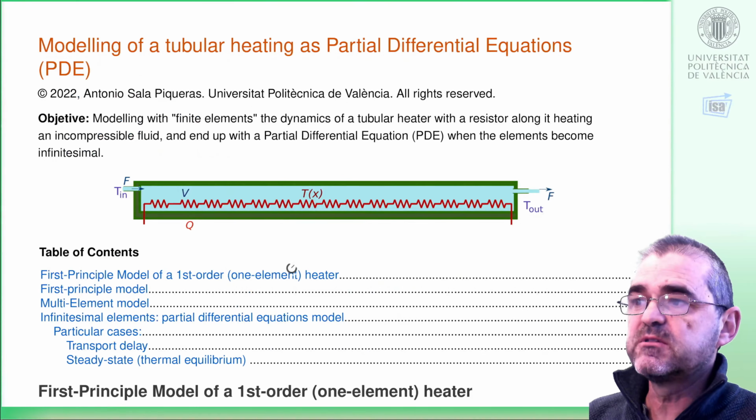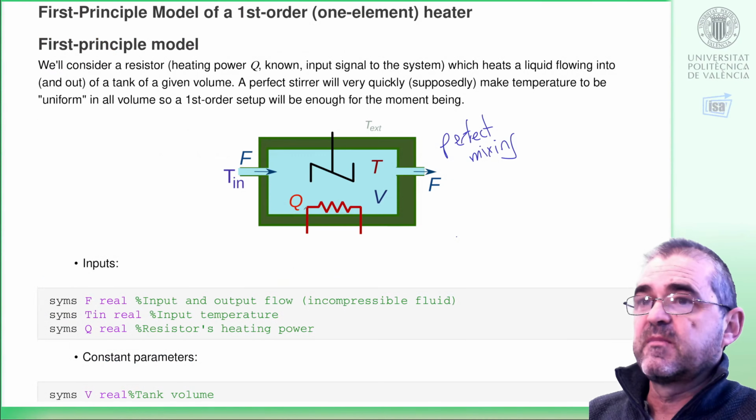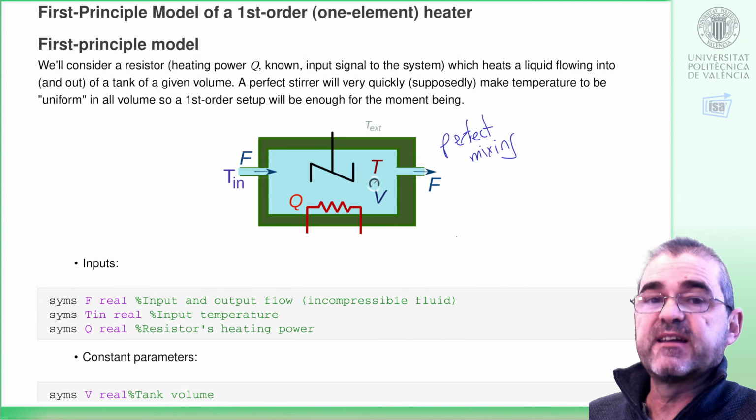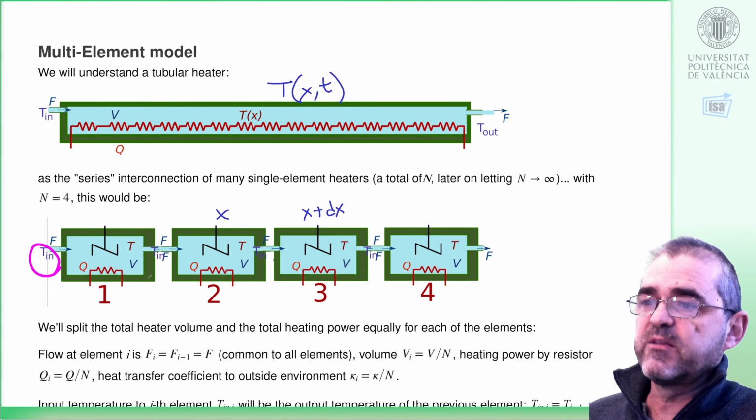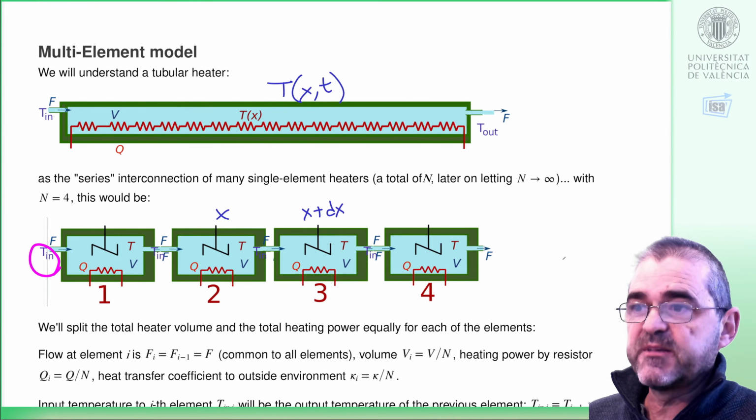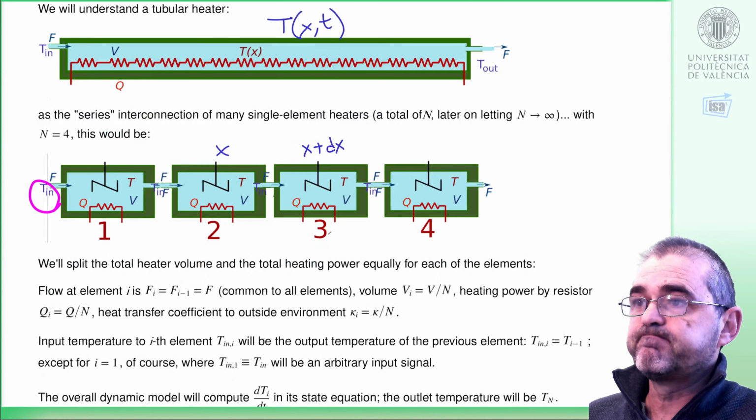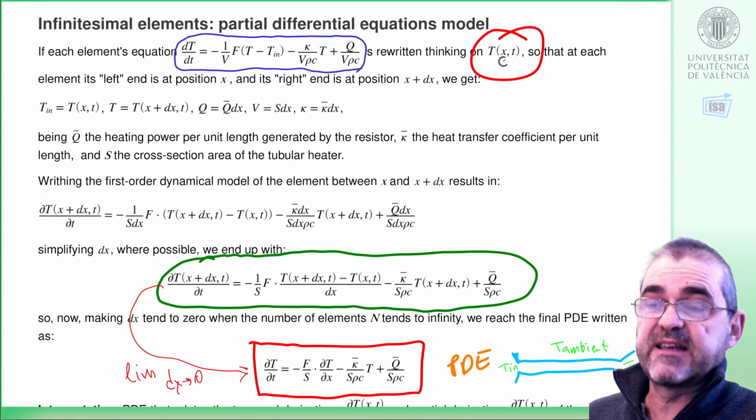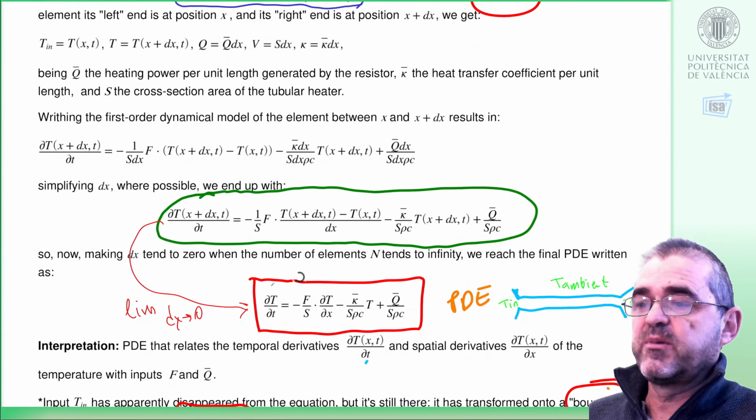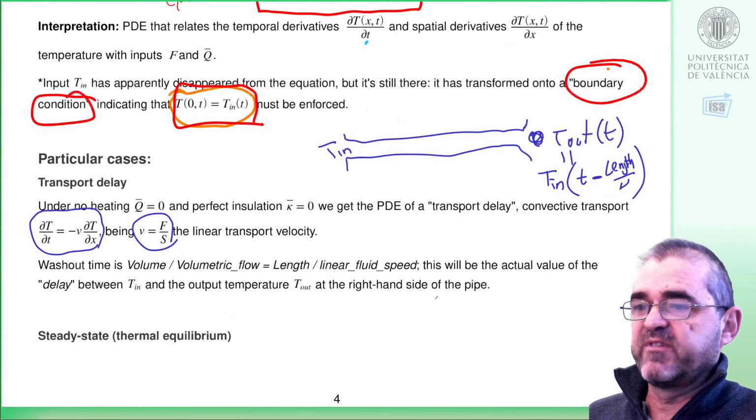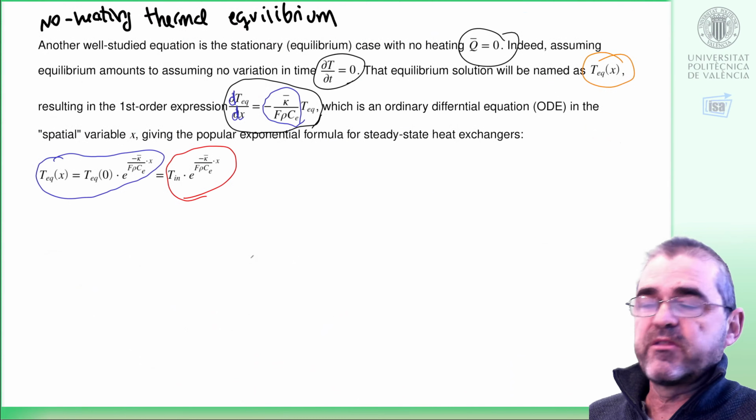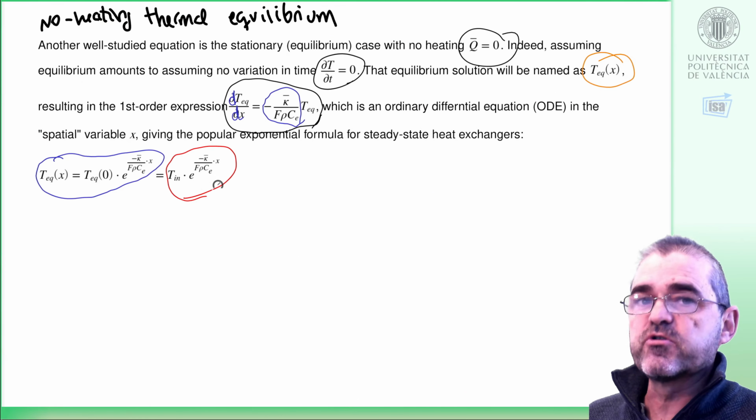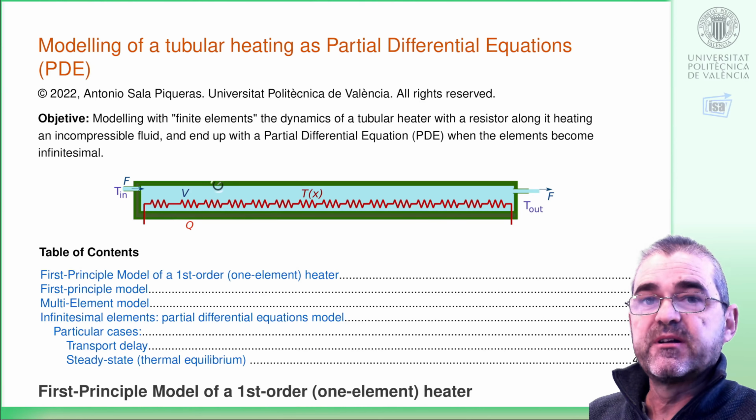In this video, we have modeled this heating element as a collection of several of these elements in which the length of each element is called dx, and we have many of them, so dx tends to 0. Thinking now that temperature is a function of both space, length, and time, we get the final partial differential equation that governs this tubular heater. We finally discussed two famous cases, the transport delay and the exponential steady-state heat exchanger solution. So this is it. Thanks for watching.